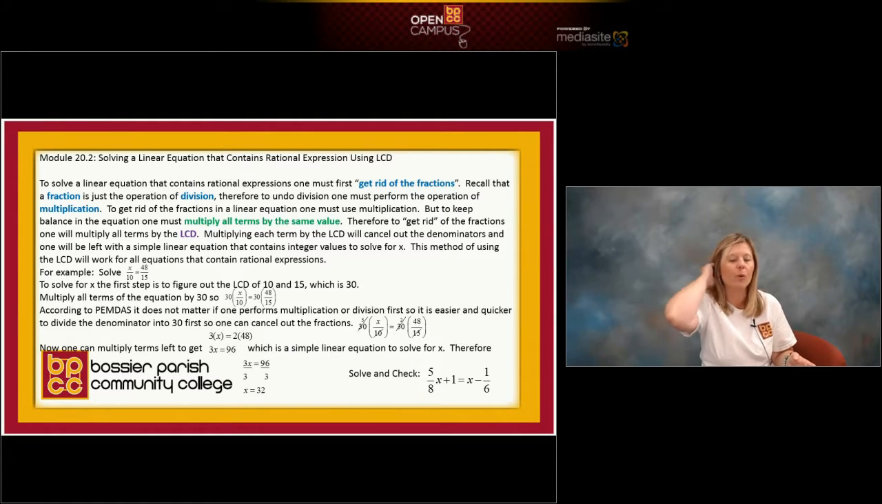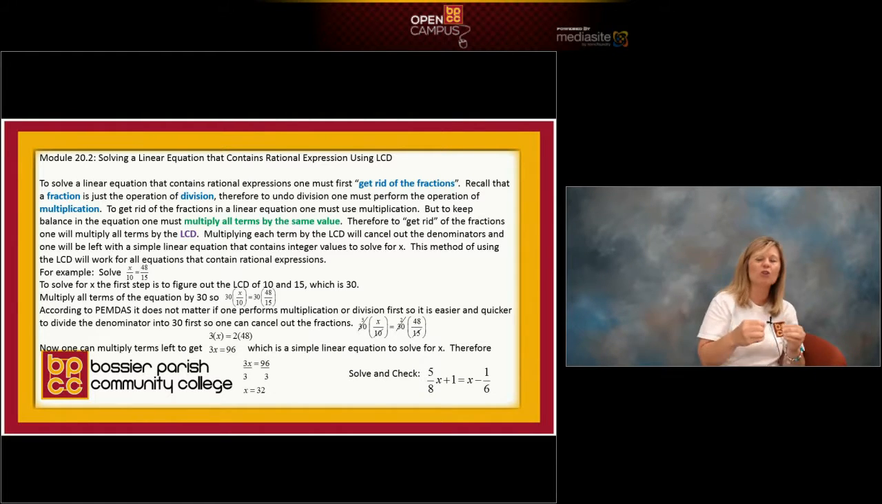So if you look at the PowerPoint, here's that equation. X divided by 10 equals 48 over 15. We're trying to solve. We're trying to get x by itself. Well, x is stuck in a fraction. So the rule of thumb is the first thing you do is get rid of the fraction. To get rid of the fraction, you need the least common denominator. So everybody look at the denominators. You've got a 10 and a 15. What is the least common denominator of 10 and 15?